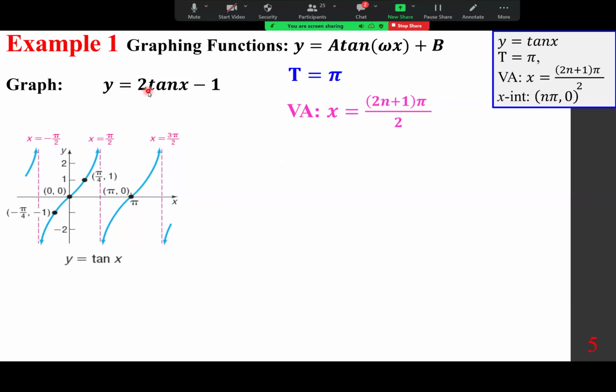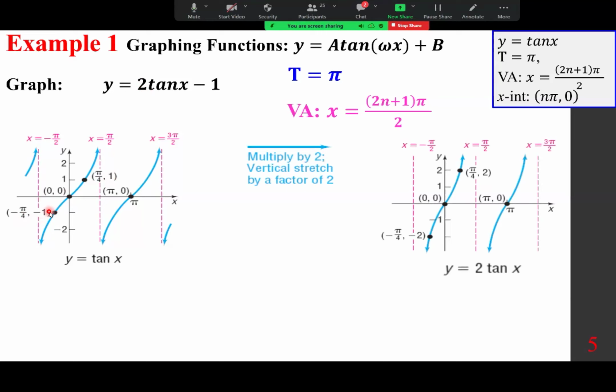So we are going to apply the transformation. We're going to use the 2. That means we're going to multiply by 2, and that means a vertical stretch by a factor of 2. Meaning, if you look at just the main cycle, (0, 0) doesn't change. But pi over 4 remains, 1 becomes 2. Minus pi over 4 remains, negative 1 becomes negative 2. The y coordinate gets multiplied by 2. So (pi over 4, 1) becomes (pi over 4, 2). (0, 0) doesn't change, because 0 times 2 is the same thing. (Minus pi over 4, negative 1) times 2 is negative 2.